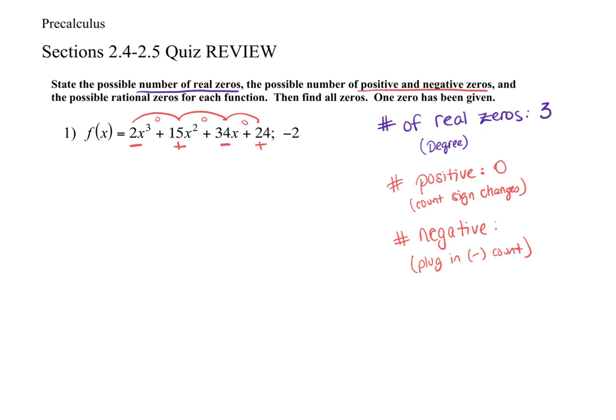Now I'm going to count again. From negative to positive is 1. Positive to negative is 1. Negative to positive is 1. My possible negative zeros here is going to be 3.